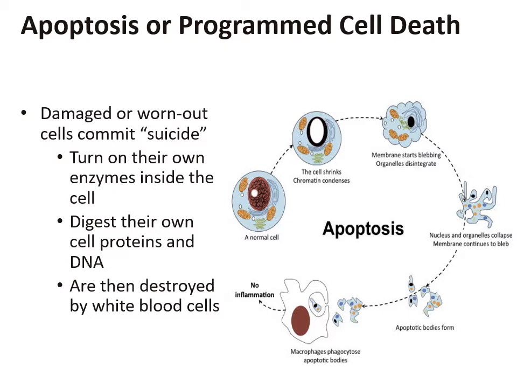And finally, at the end of this cellular destruction, you're going to have macrophages, which are part of the immune system, that are going to engulf or phagocytose these cells and auto-digest the cell. Okay? No inflammation. This is a normal process.